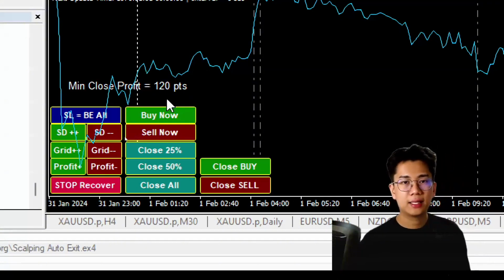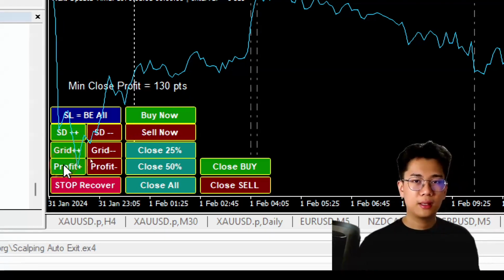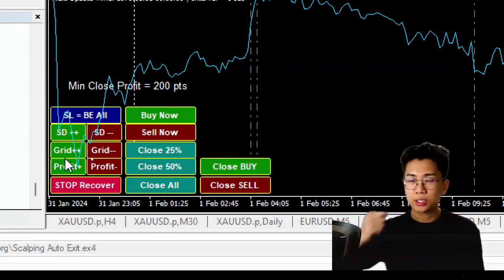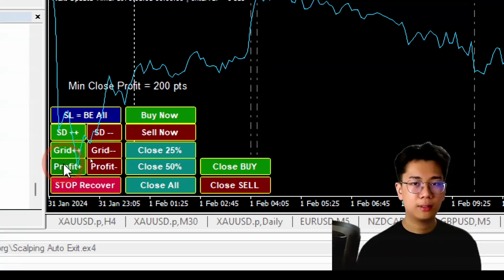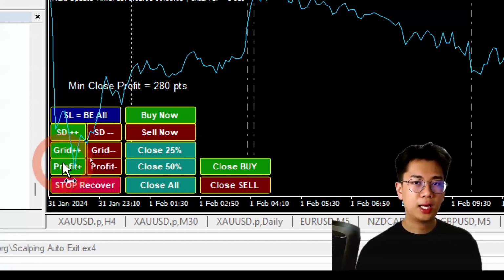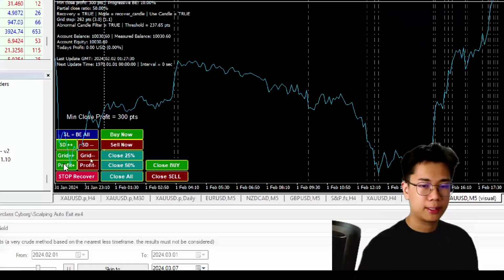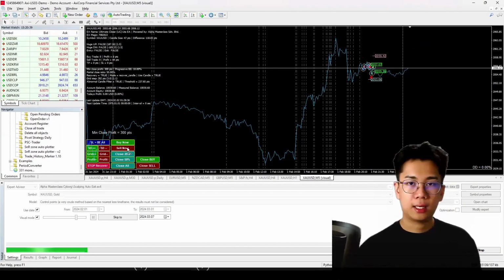But you may think that 120 points is too little. Why don't we increase it further? Okay, you can click this profit plus, then we have 200 points, meaning that the bot will only close the trade after 200 points. And then we can increase it further to 300. The bot will only close the trade after you have profited net 300 points and beyond. So how it turns out is, let's say that I make a sell trade.